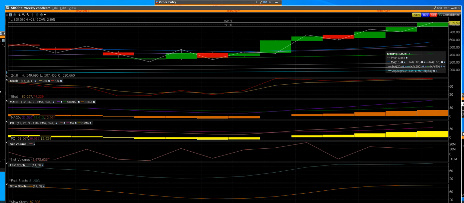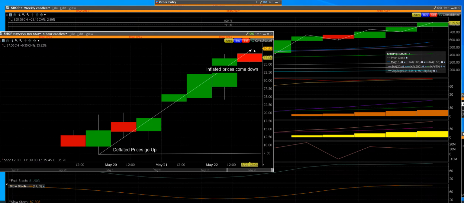So when we take a look at the inflated calls that have ran straight up that we bought on 5/19, and we're selling them at the highs up here. These are inflated prices, and they won't stay up here. It's a May 29th, $800 call on SHOP that's in the money. 99% of the people won't know when to sell.